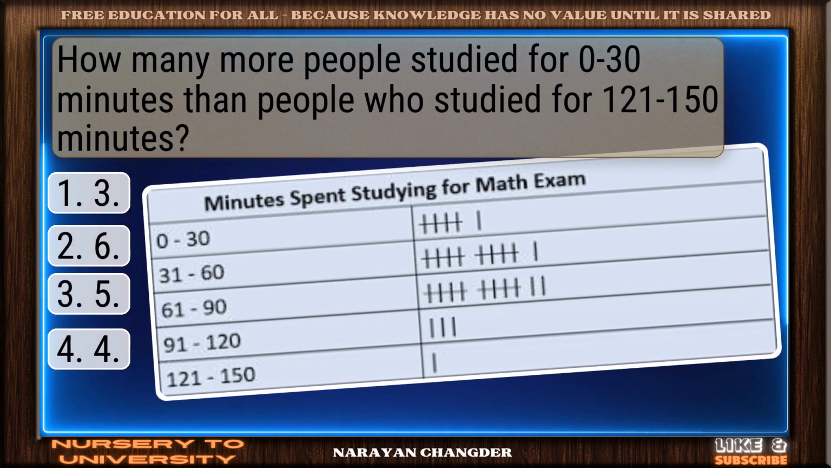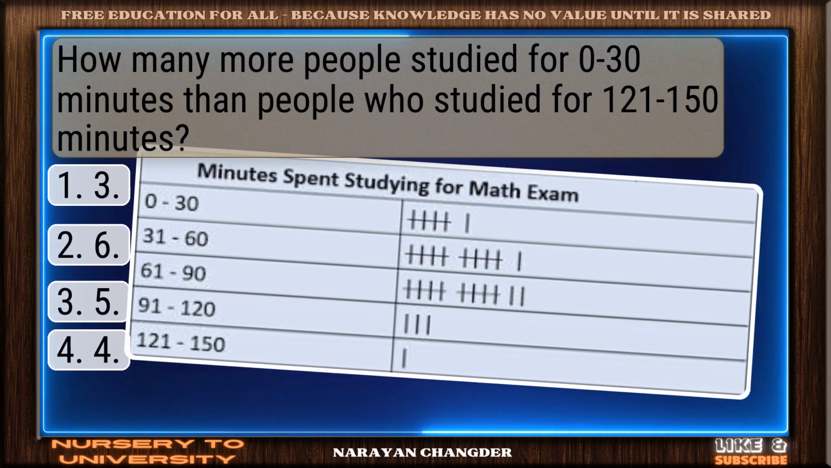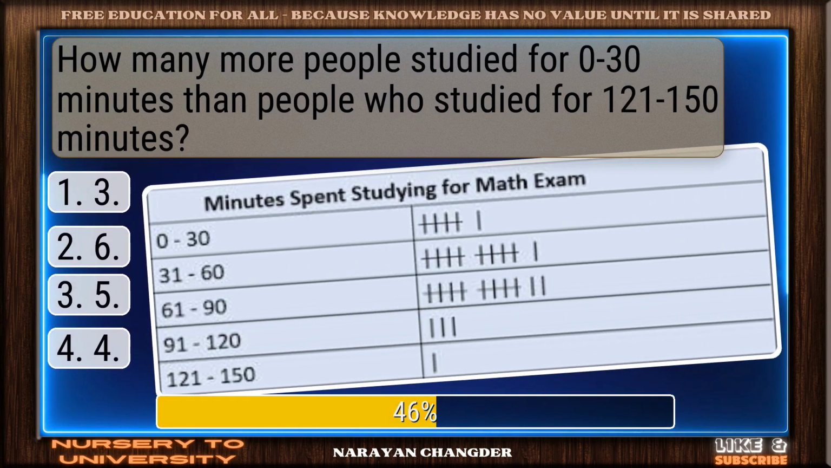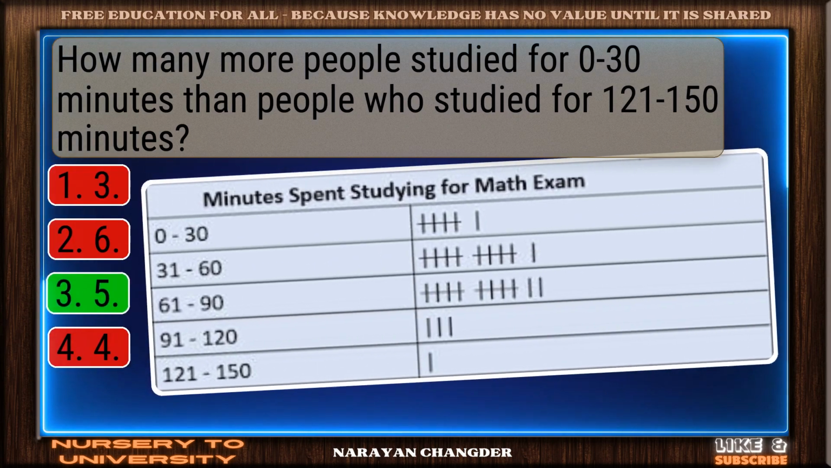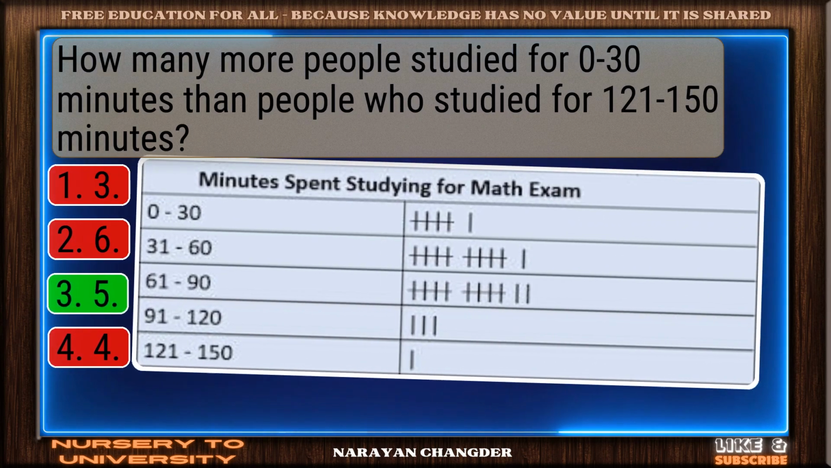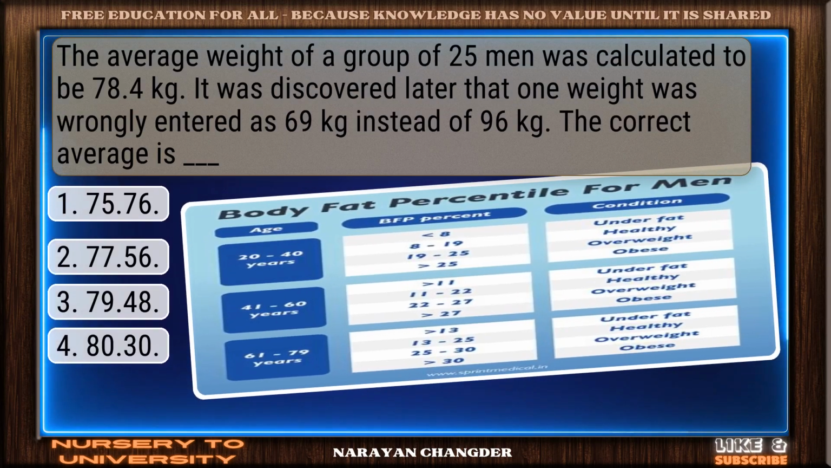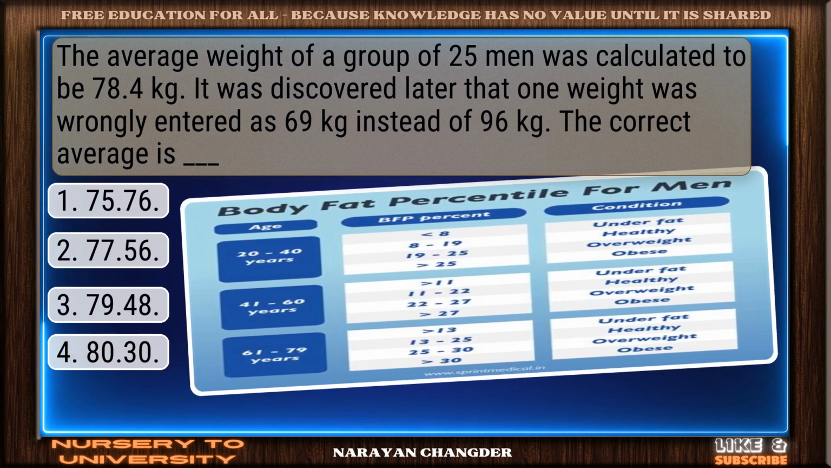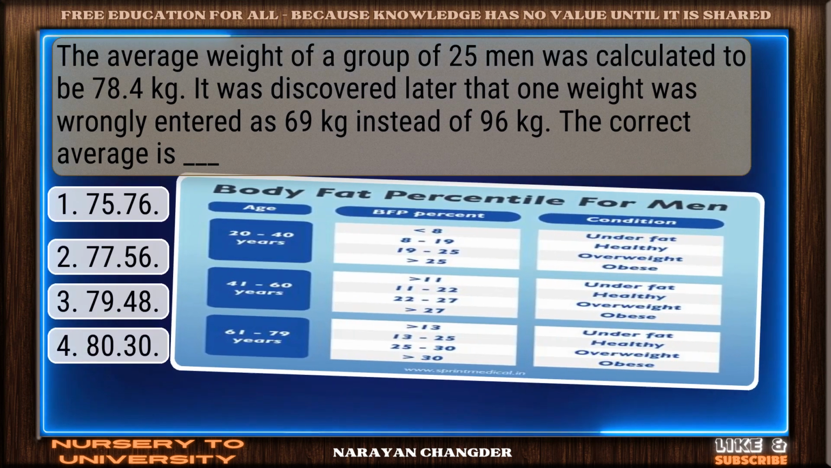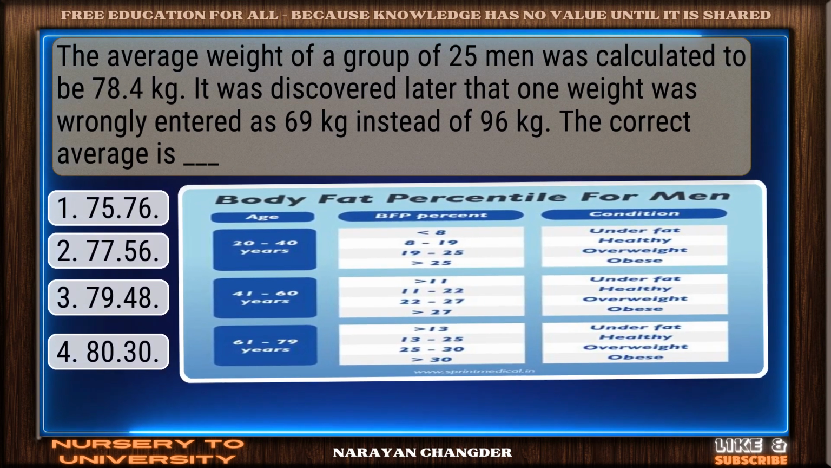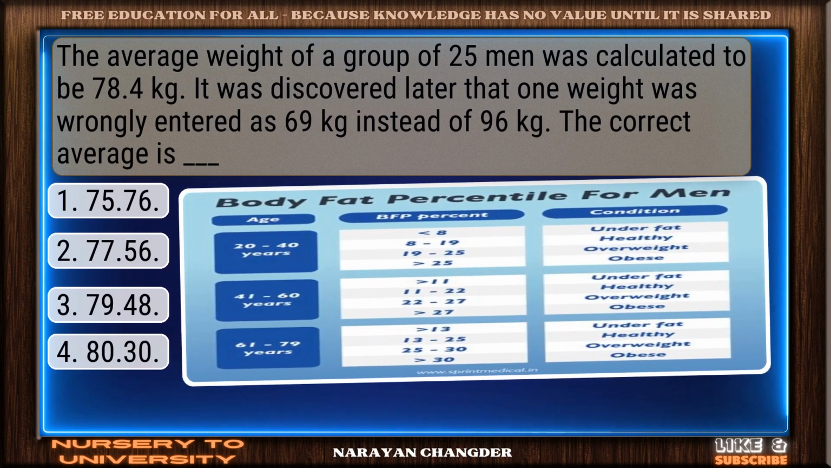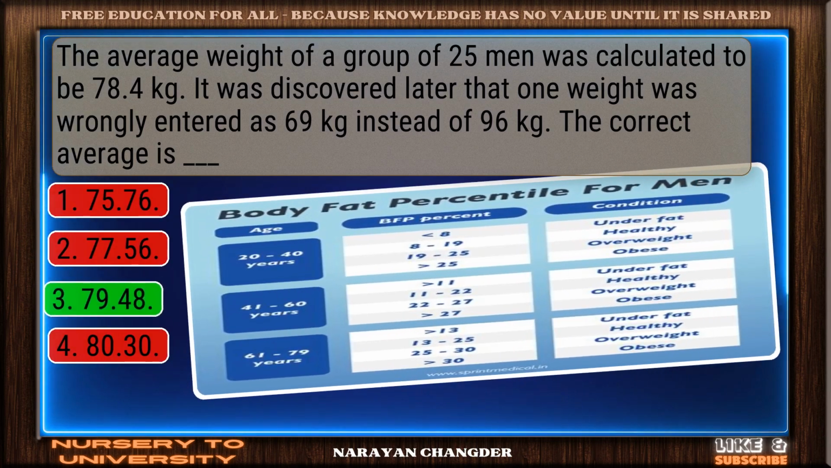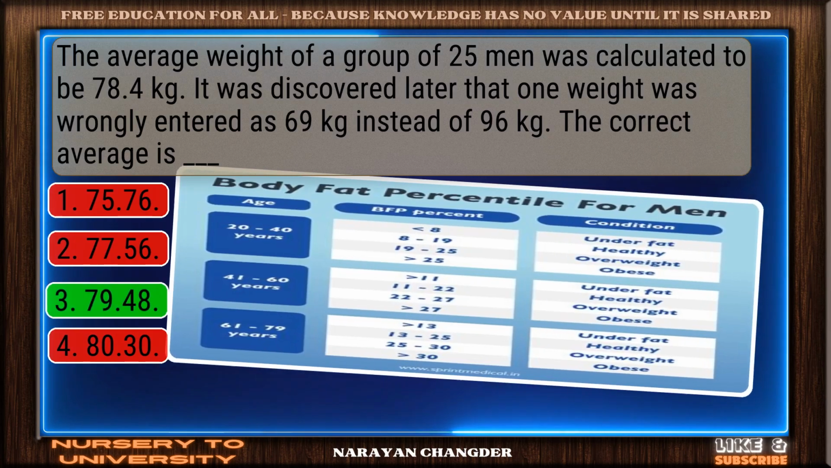How many more people studied for 0-30 minutes than people who studied for 121-150 minutes? Smart pick. 5 is correct. The average weight of a group of 25 men was calculated to be 78.4 kg. It was discovered later that one weight was wrongly entered as 69 kg instead of 96 kg. The correct average is dash. Well reasoned. 7948 is correct.